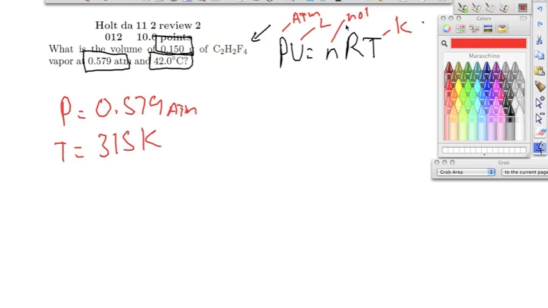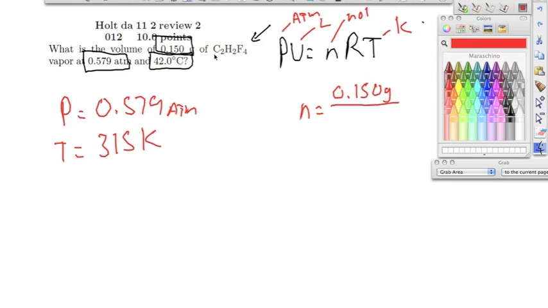We need moles because we're solving for volume, so we look at this and we see that we have a mass. Now, moles, or n, always equals our mass, which we have of 0.150 grams, divided by our molar mass.